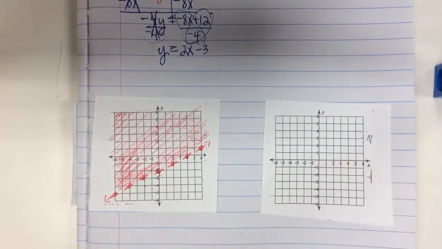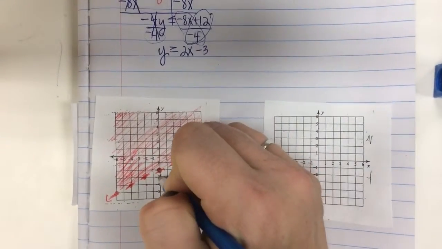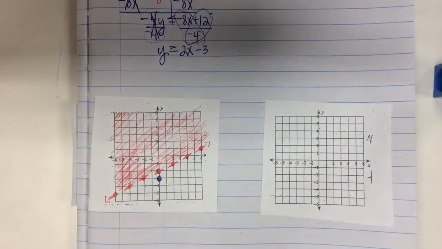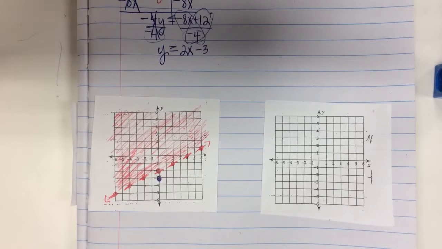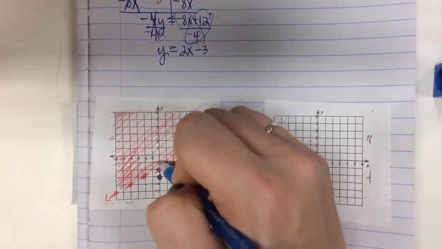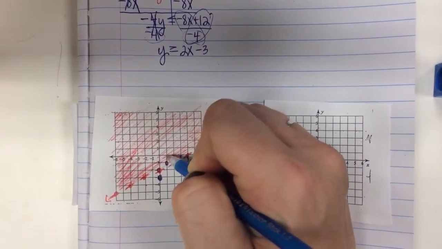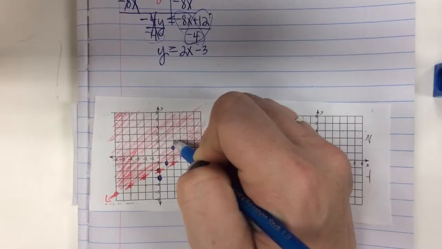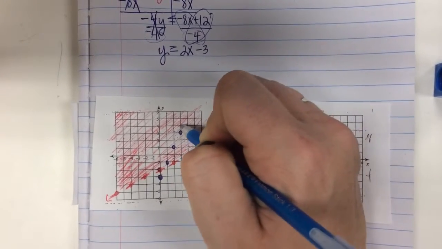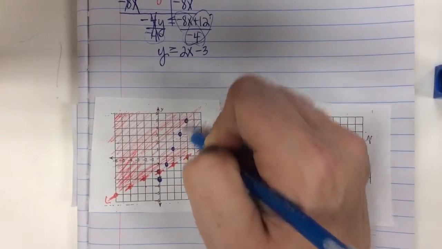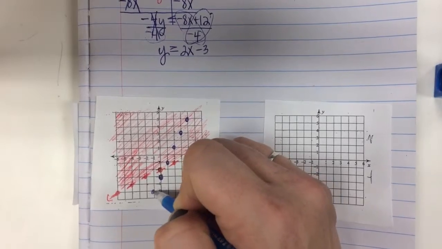Yes. Where does this graph start? -3. I'm using blue. Doesn't matter. Where do I go from -3? Up 2 over 1. Up 2 over 1, up 2 over 1, up 2 over 1, down 2, backward 1.